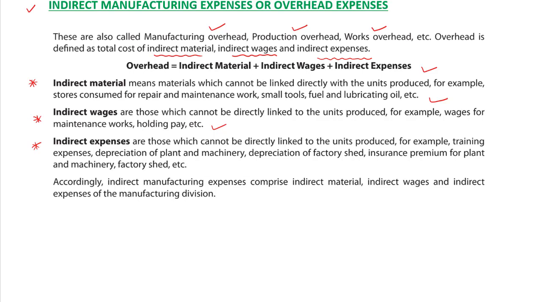Indirect expenses are those which cannot be directly linked with the units produced. For example, training expenses, depreciation of plant and machinery, depreciation of factory shed, insurance premium for plant and machinery, insurance premium for factory shed, etc. Accordingly, indirect manufacturing expenses comprise indirect material, indirect wages, and indirect expenses of the manufacturing division. I repeat, manufacturing division.